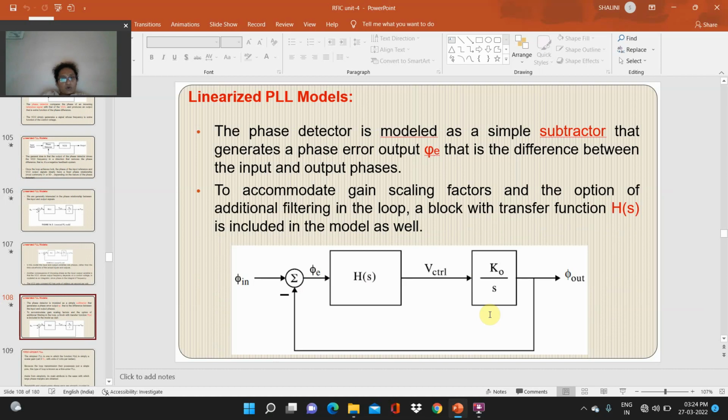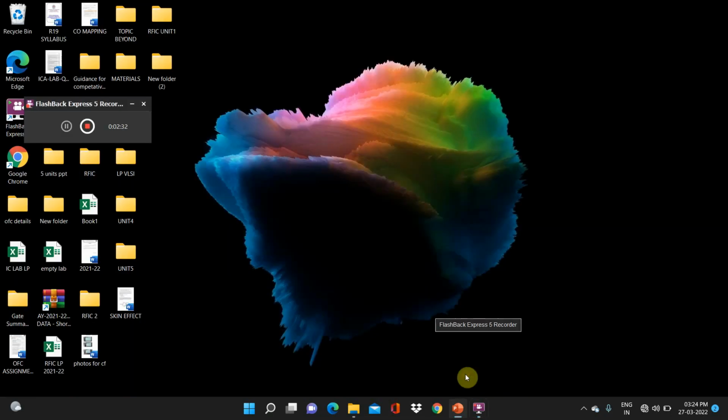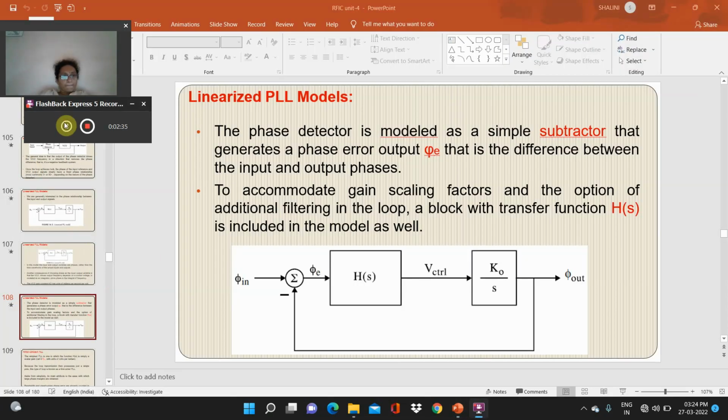The phase detector is modeled as a simple subtractor that generates a phase error output, that is, the difference between the input and the output phases. To accommodate gain, scaling factors and the option of additional filtering in the loop, a block with transfer function H(s) is included in the model, as given in the block diagram.